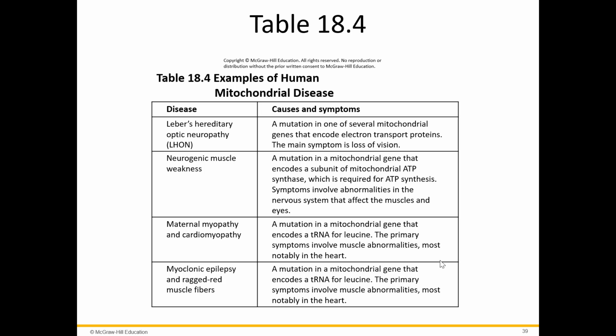Maternal myopathy and cardiomyopathy. This is where you have a mutation of the mitochondrial gene that encodes for the tRNA for leucine, and the primary symptoms are muscle abnormalities, and that's mostly in the heart. And myoclonic epilepsy and ragged red muscle fibers. This is a mutation in the mitochondrial gene that encodes for the tRNA for leucine.